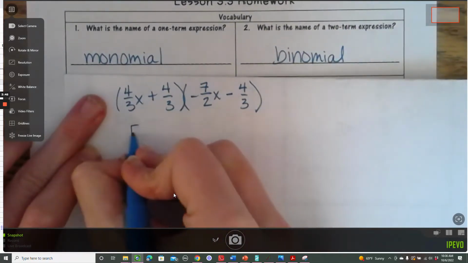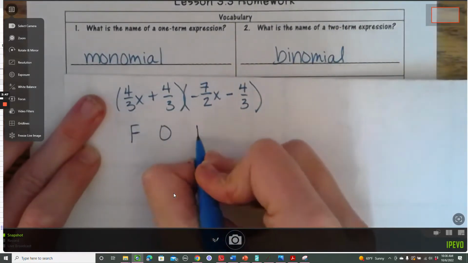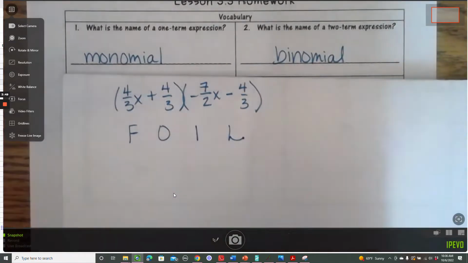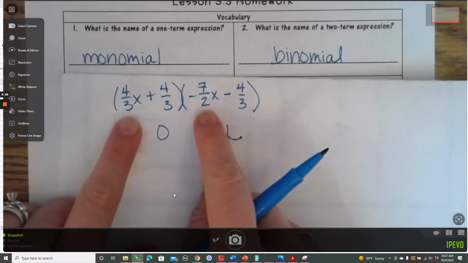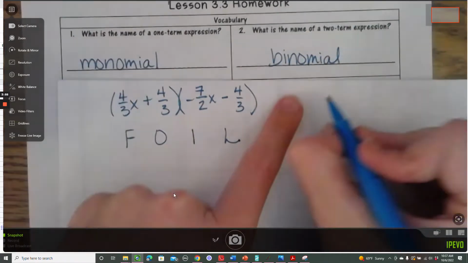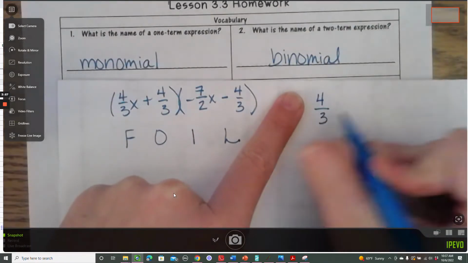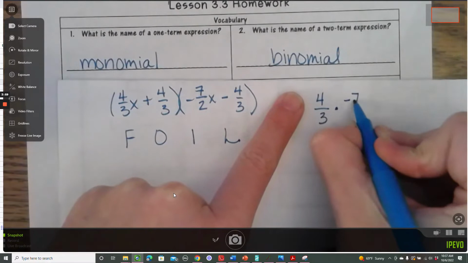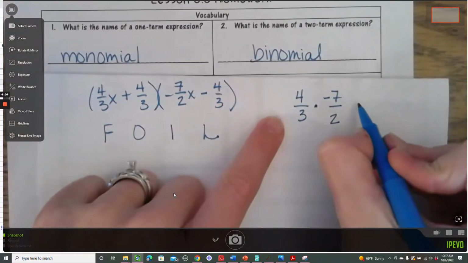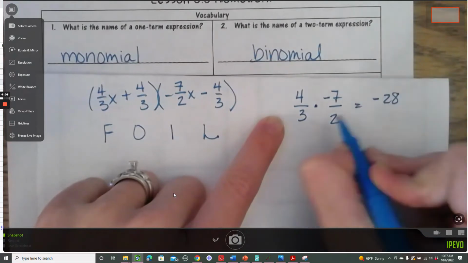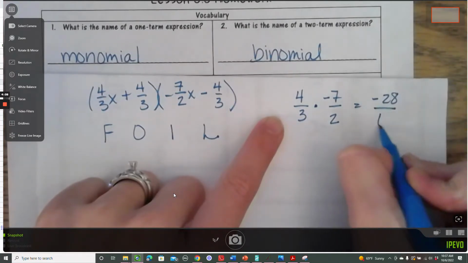All right, here we go. FOIL. First, outside, inside, last. First: 4/3 times negative 7/2. To show you that fractions are not scary, I'm going to multiply these by hand. 4 times -7 is -28. 3 times 2 is 6.